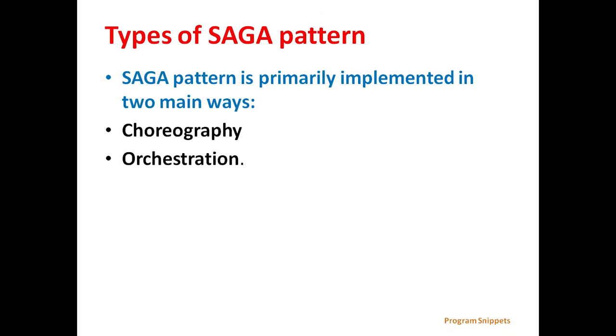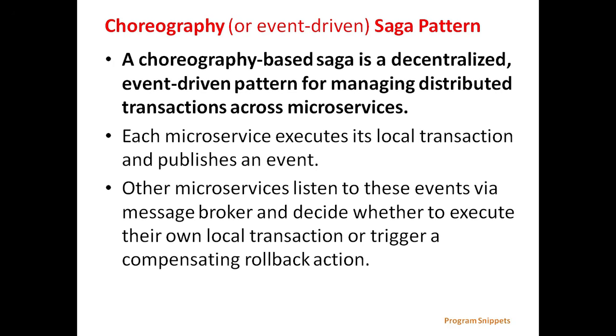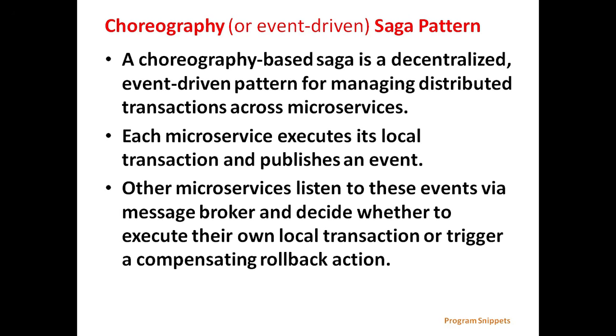The SAGA pattern is primarily implemented in two main ways: choreography and orchestration. First, we'll see the choreography SAGA pattern. A choreography-based SAGA is a decentralized event-driven pattern for managing distributed transactions across microservices. Here, each microservice executes its local transaction and publishes an event, and other microservices listen to these events via a message broker and decide whether to execute their own local transaction or trigger a compensating rollback action.